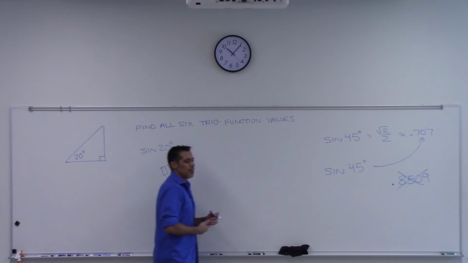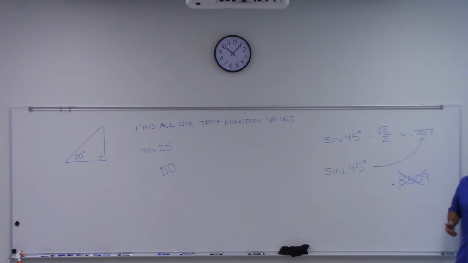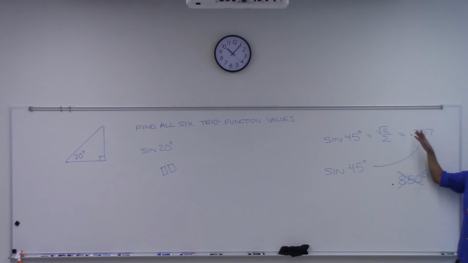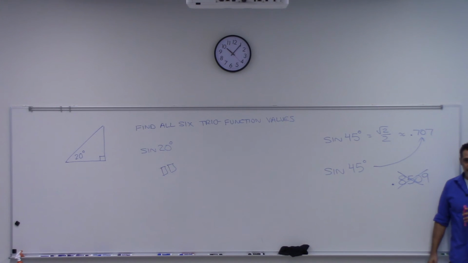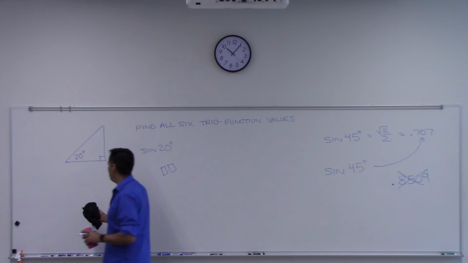Was everyone in here able to confirm on their calculator that sine of 45 degrees is root 2 over 2 or 0.707? Yes? All right. Just for the sake of doing it, what about tangent of 45? Do tangent of 45. You should get 1. Try it. You get 1? Yes? All right.